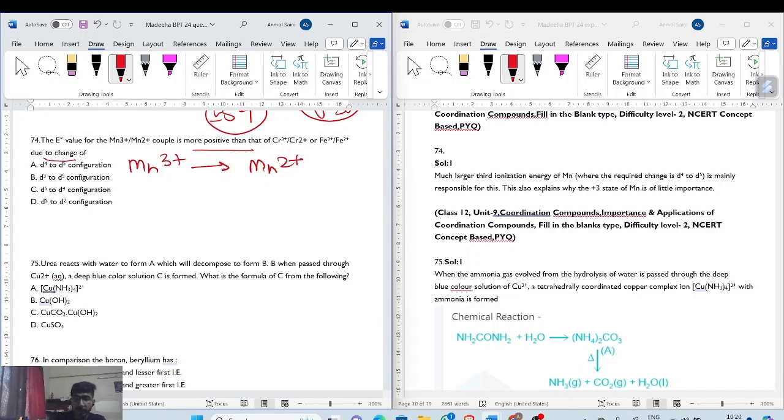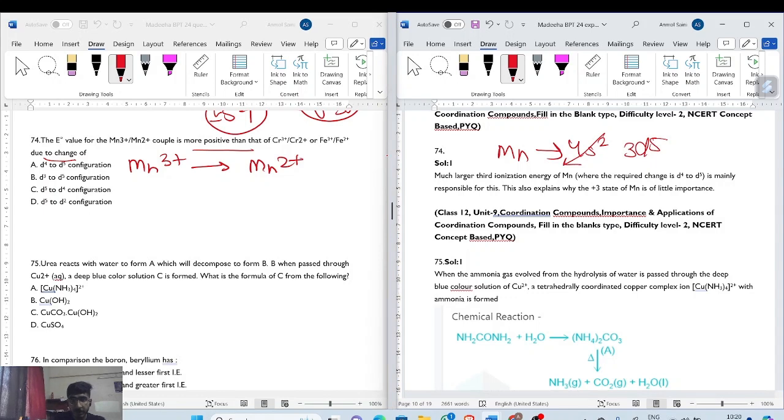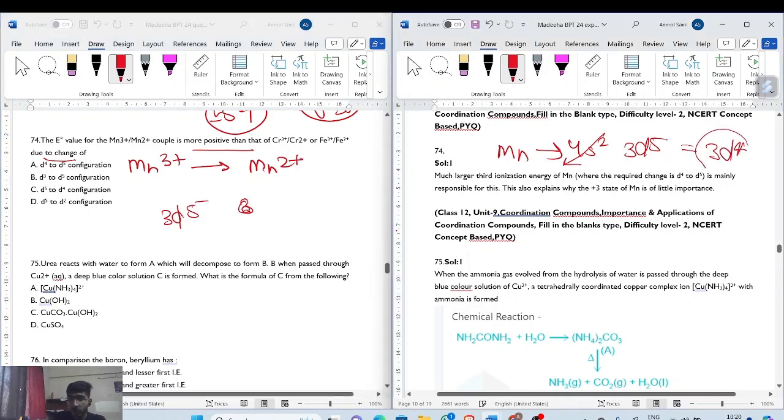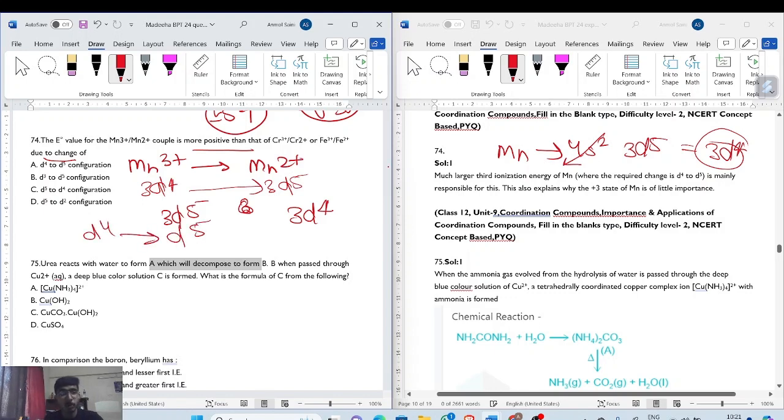First of all, we calculate the electronic configuration for manganese, which is 4s2 3d5. For Mn2 plus, 2 electrons will be removed, so it becomes 3d5. For Mn3 plus, the electronic configuration will be 3d4. Going from Mn3 plus to Mn2 plus, the configuration goes from 3d4 to 3d5. That's why it is more positive than Cr3 plus going to Cr2 plus or Fe3 plus going to Fe2 plus. So the value of E0 will be higher due to the change from d4 to d5 configuration. So the correct answer is option number A.